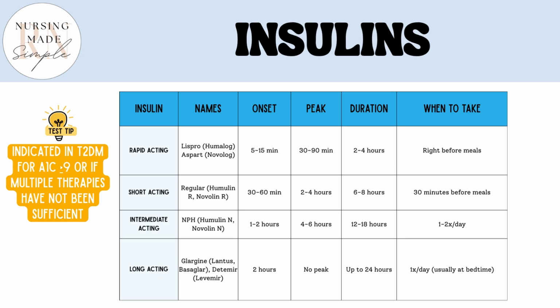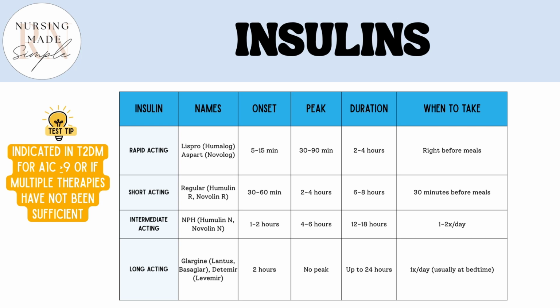So rapid acting insulin onsets within 5 to 15 minutes, peaks within 30 to 90 minutes, and then its duration is 2 to 4 hours. Therefore, this should be taken right before meals to make sure that they are not going to bottom out because their insulin kicked in so quickly. Short acting onset is 30 to 60 minutes, peak 2 to 4 hours, and duration 6 to 8 hours. This is commonly taken 30 minutes before meals.